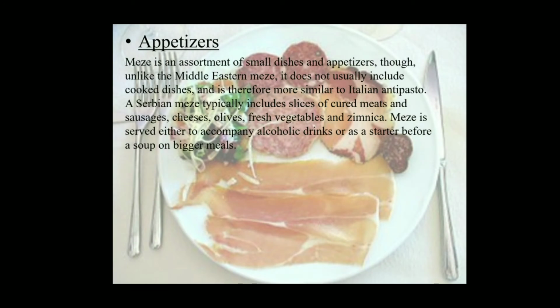Appetizers. Meze is an assortment of small dishes and appetizers. Unlike the Middle Eastern meze, it doesn't usually include cooked dishes and is therefore more similar to Italian antipasto. A Serbian meze typically includes slices of cured meats and sausage, cheeses, olives, fresh vegetables, and zimnica. Meze is served either to accompany alcoholic drinks or as a starter before a soup on bigger meals.